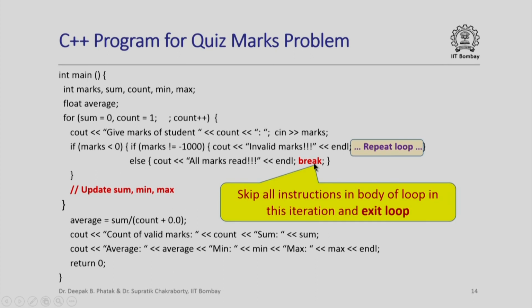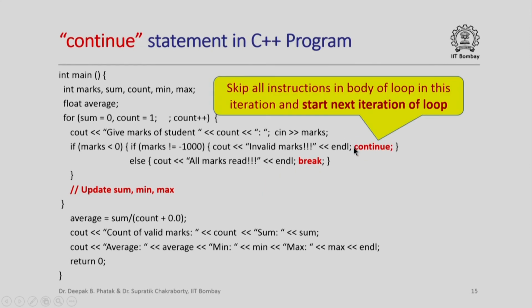So the usage of the break statement has already been covered in an earlier lecture. This basically skips all the instructions in the body of the loop in this iteration and directly exits the loop and comes out to the next statement after the loop. Now how do we repeat the loop here? It turns out that in C++ there is a facility to do this called a continue statement.